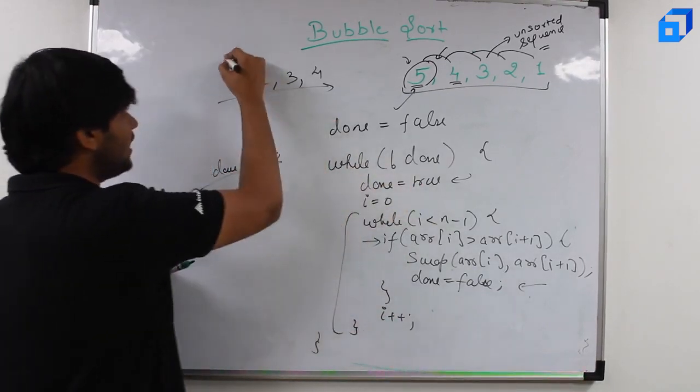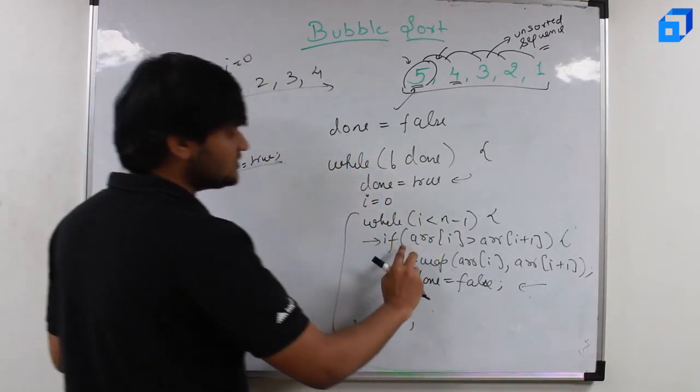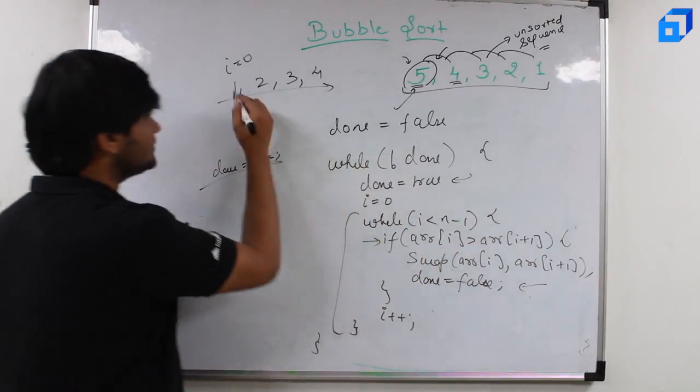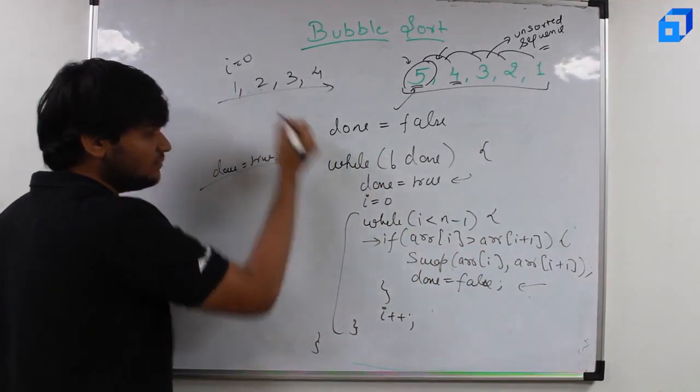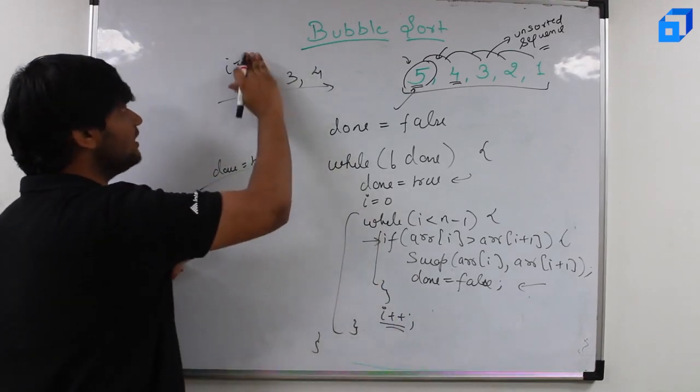We will start with the variable i equal to 0. We will check that while i is less than n minus 1, whether i is greater than the adjacent element. Here you can see 1 is not greater than the adjacent element, so this if conditional will not be executed. i will be incremented. Now i will become equal to 1.